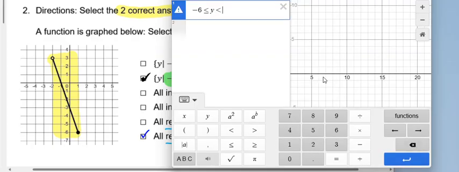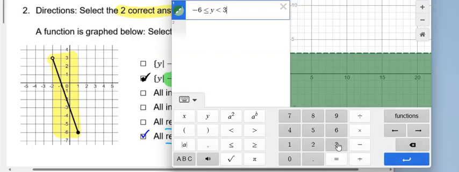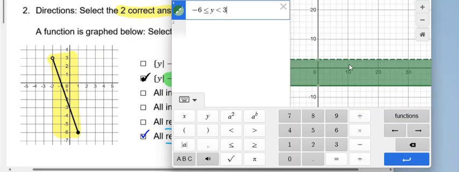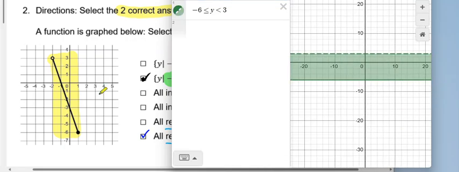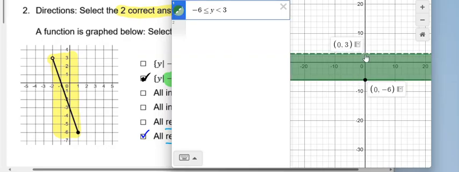Only less than, and then you have 3. The way the graph works on this is it's just showing you what area. So from -6 until +3, that's my range. So the graph stays in this range right here.